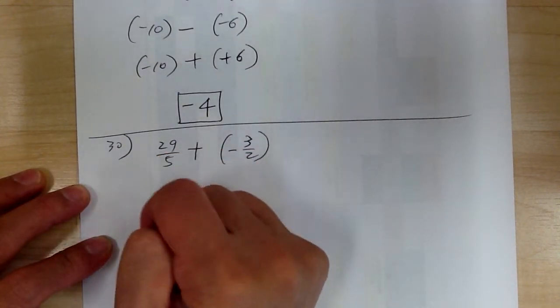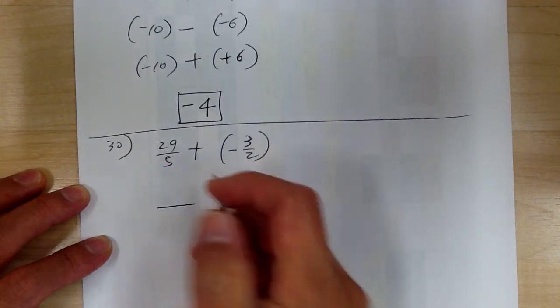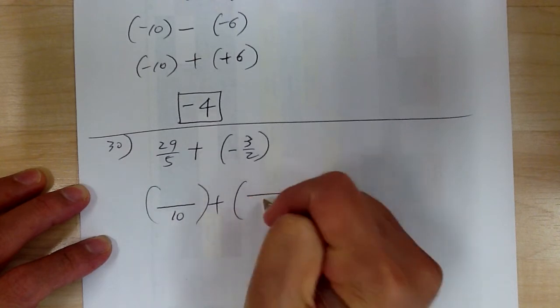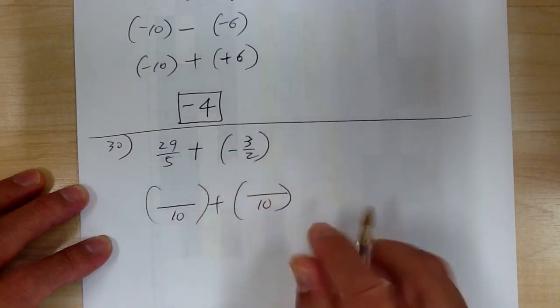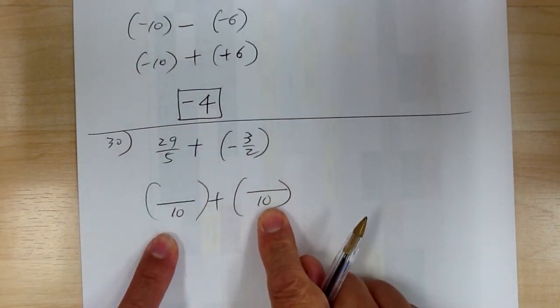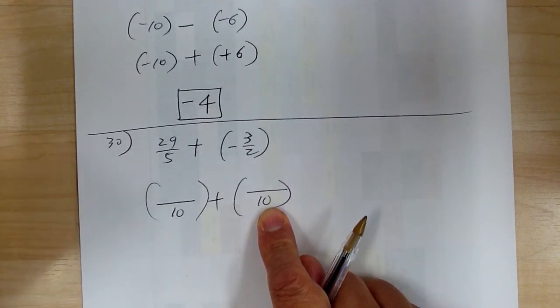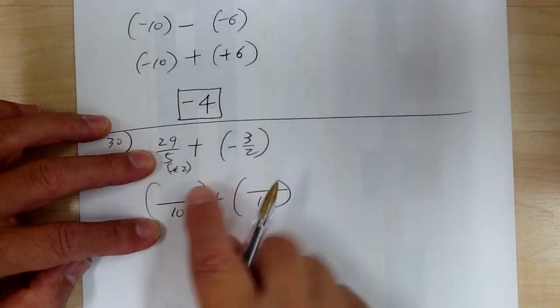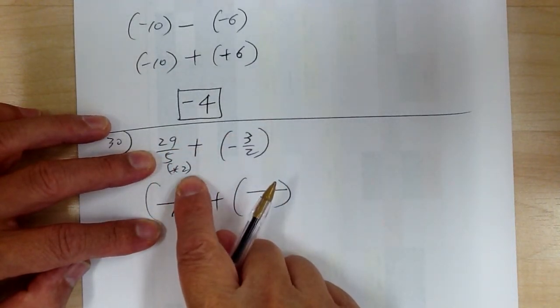So 5 and 2, the common denominator is 10. Okay, so normally this is what you do. Go and get your common denominator first, and then you have to figure out how you're going to get from here to here. You need to multiply by 2, right? So put a little note over here to remind you that you have to multiply by 2.